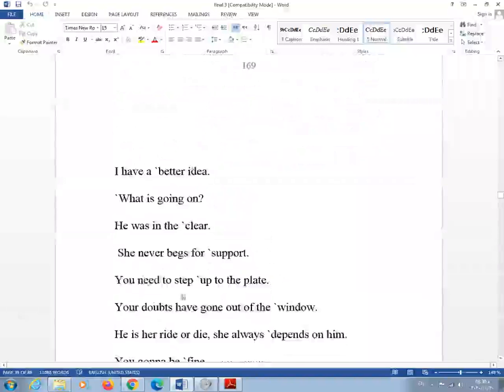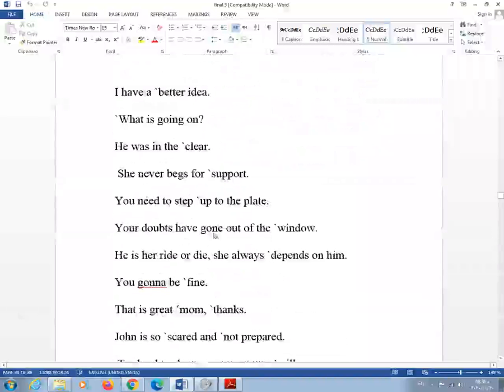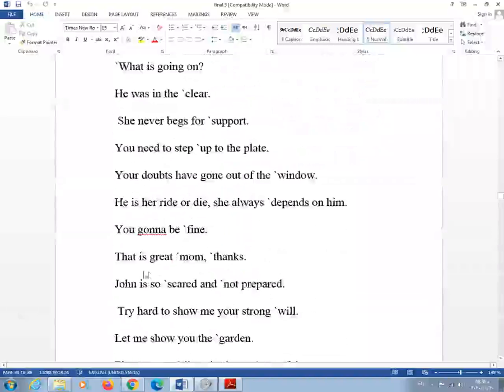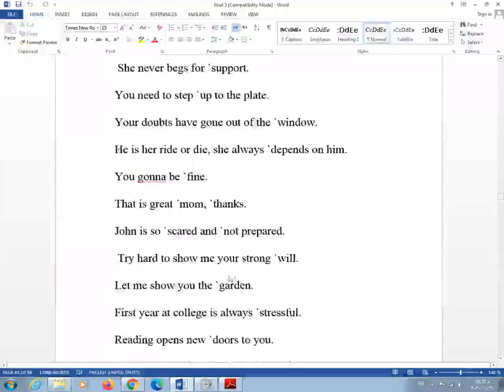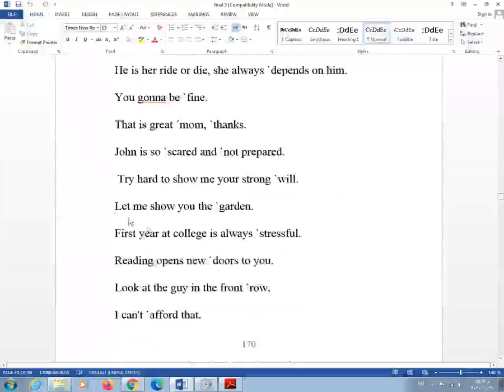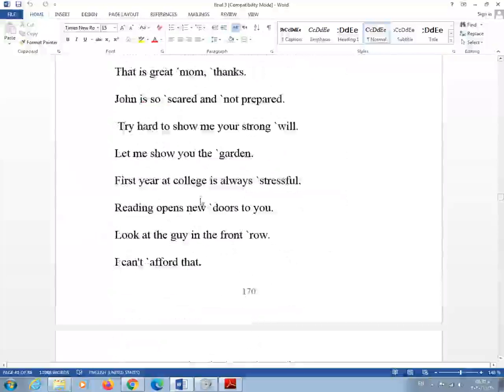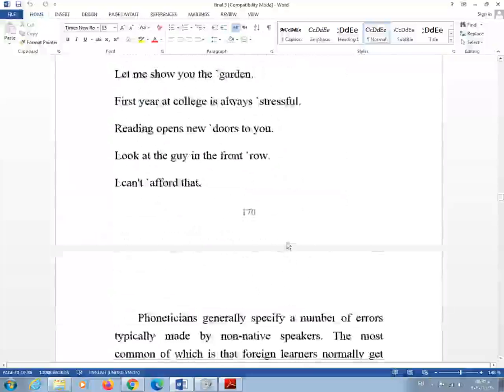Support. We need to step up to the plate. Your doubts have gone out of the window. He's her bride or die. She always depends on him. You're gonna be fine. Okay, fine, or falling. That's great, Mom. Thanks. John is so scared and not prepared. Try hard to show me your strong will. Let me show you the garden. First year at college is always so stressful. Reading opens no doors to you. Look at the guy in the front row. I can't afford that. Okay.